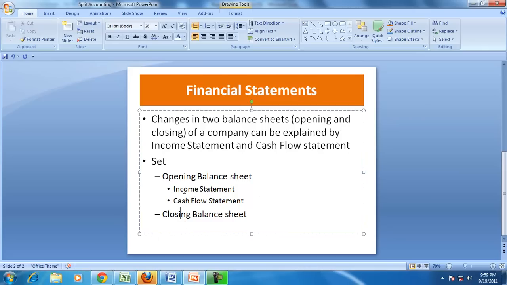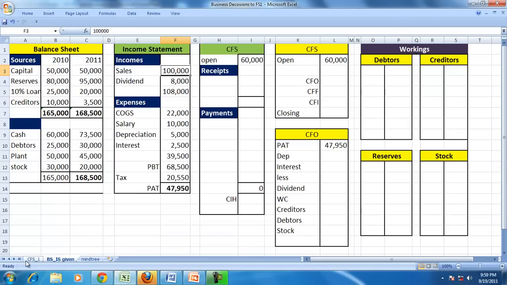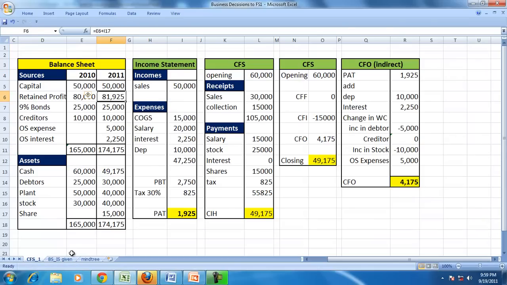Similarly, if the income statement, cash flow statement and closing balance sheet are given, then one can prepare the opening balance sheet. So the changes in a balance sheet on two dates reflect the business decisions, and the business decisions are captured in the income statement and cash flow statement. So let us see this financial statement.